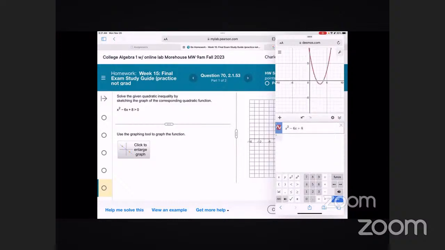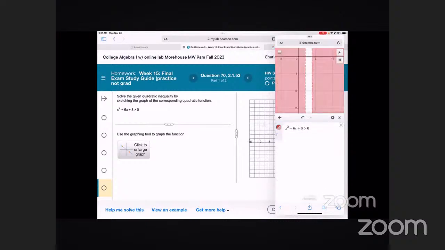Okay, so look, when I type it in exactly as I see it, notice the image that we get, right? Solve the graph by sketching the graph of the corresponding quadratic. What this is saying is that whenever x is less than 1 or greater than 2, is that right? Did I type it right? X squared minus 6x plus 8. Let me remove the inequality and let's just look at the graph. Let's just make this an equal sign.